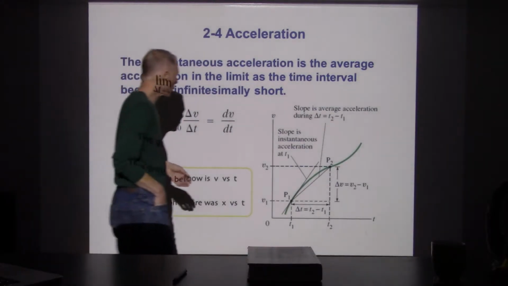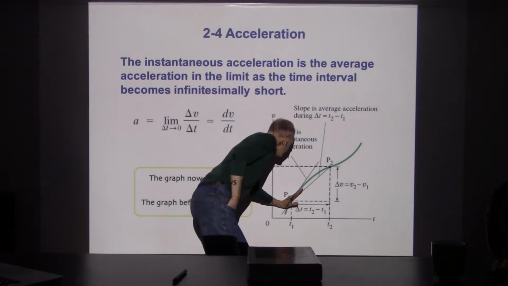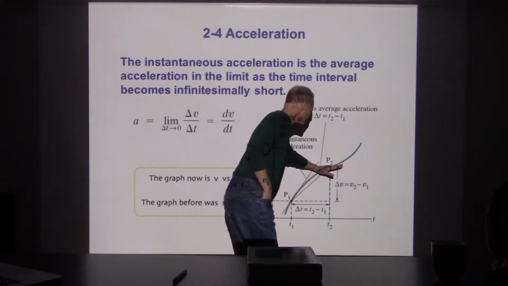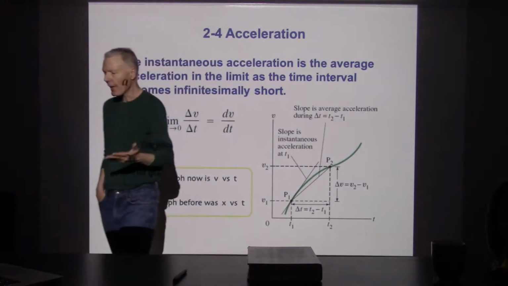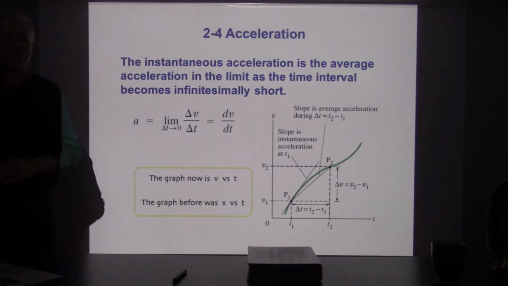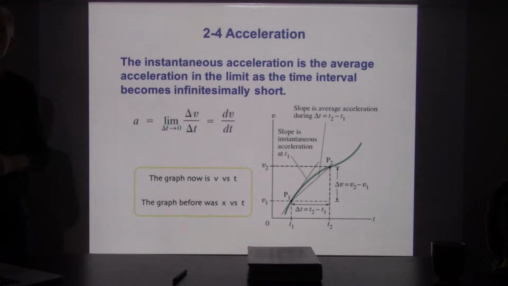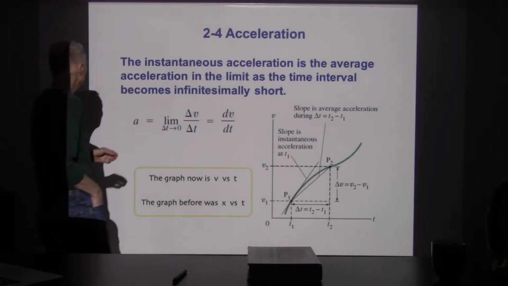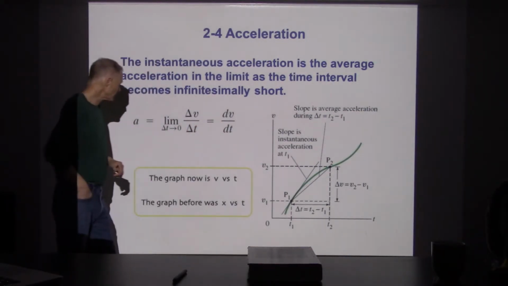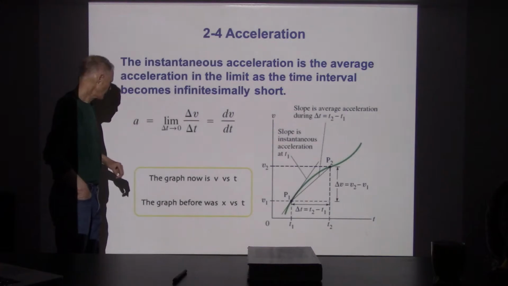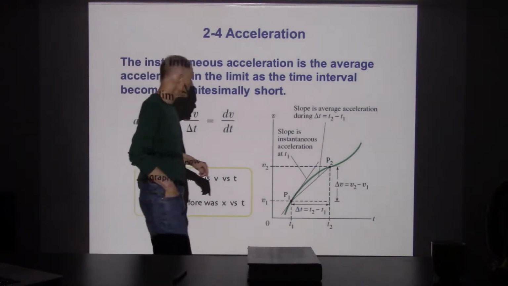So we can go to different locations along this function, draw a tangent line in, and whatever the slope of that tangent line is, that is going to be the instantaneous acceleration at that particular instant. So there we go. That's how acceleration is defined: as the ratio dv/dt. The graph before was x versus t.